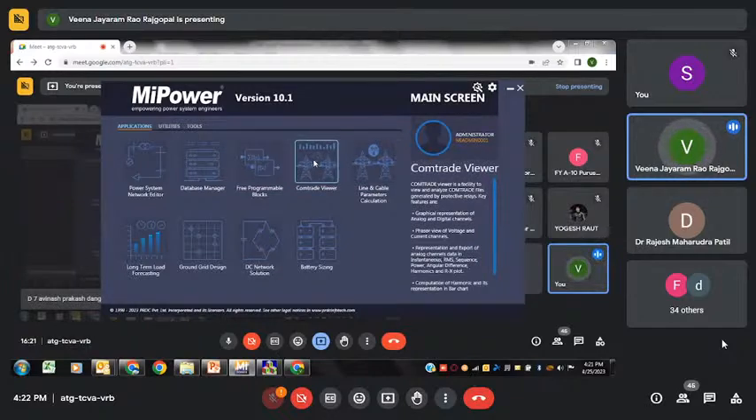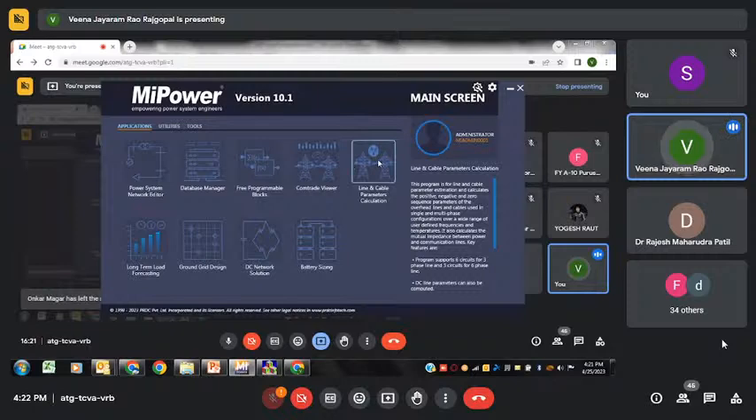Next is the COMTRADE viewer. Disturbance recorder files in the different COMTRADE formats can be opened. This is used, as I was telling you, for DR file analysis, the disturbance recorder analysis. Based on the waveforms, it is going to tell what the type of fault is, what the fault location is, and those kinds of things. And then you have the line and cable parameter calculation. This is based on the tower configurations and cable configurations. It is going to estimate the resistance and reactance for the given configuration and conductor type.